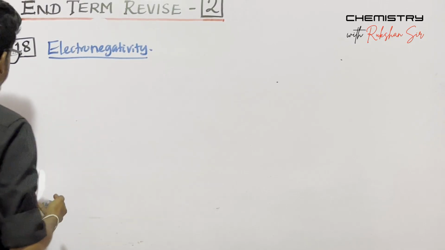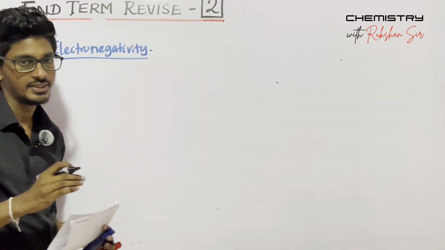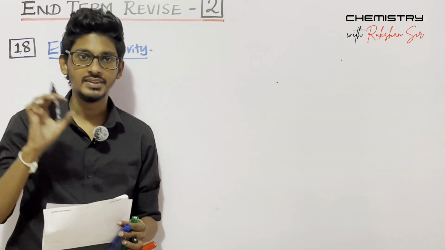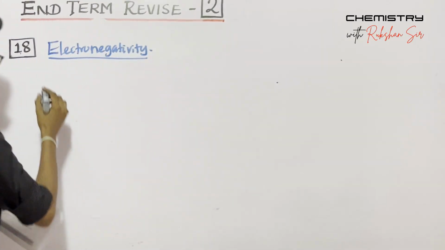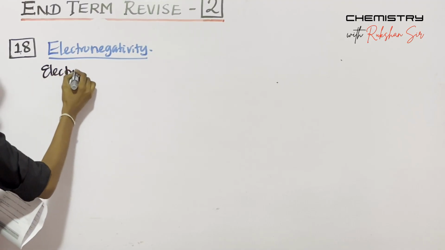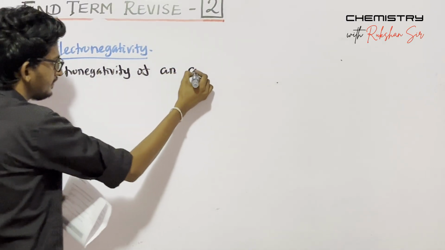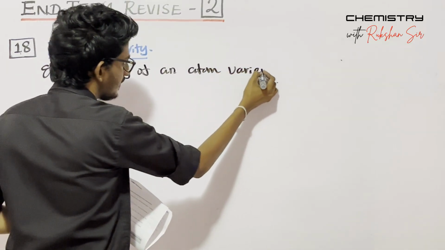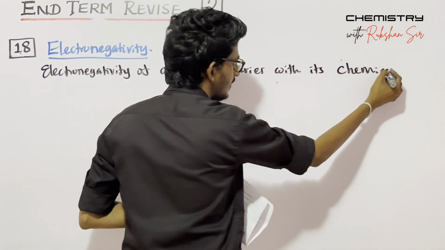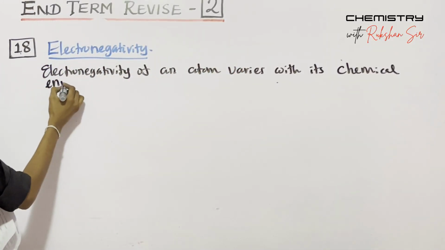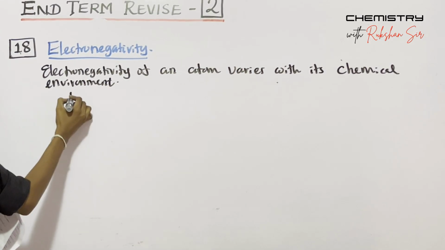If you are considering species with the same electronegativity on your Pauling scale, the electronegativity will vary with chemical environment too. We have to consider that too. So the electronegativity of an atom varies with its chemical environment. What are the considerations?